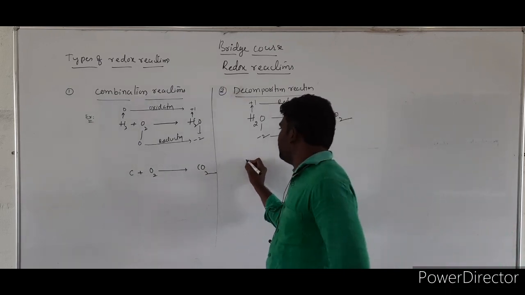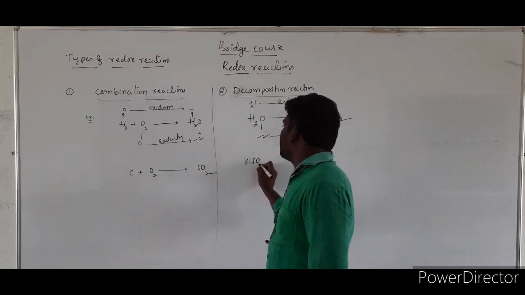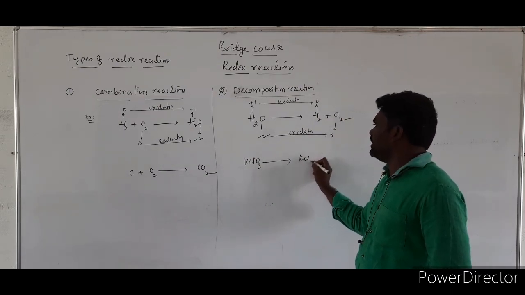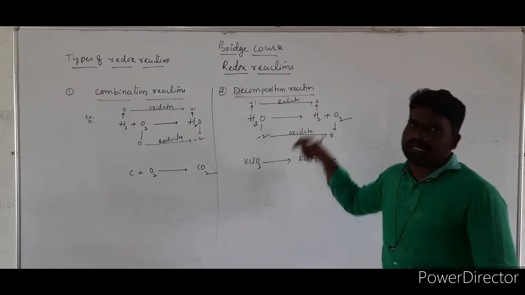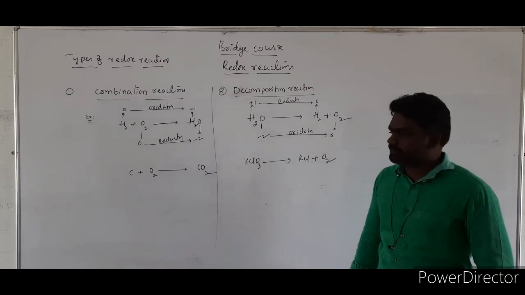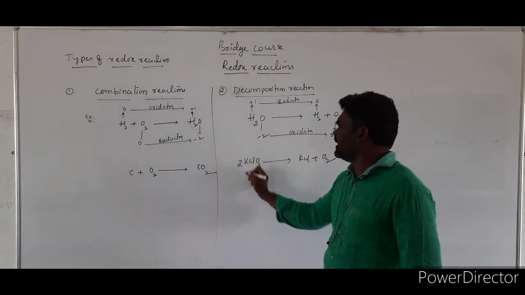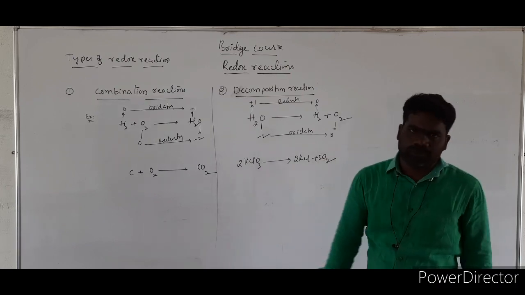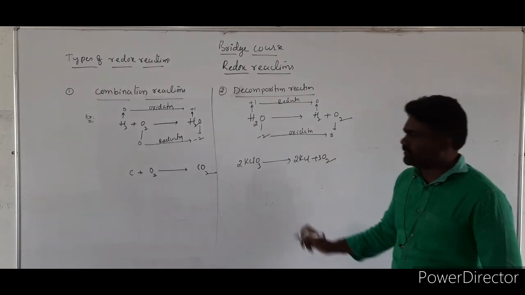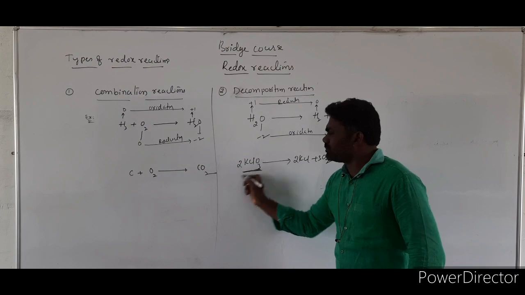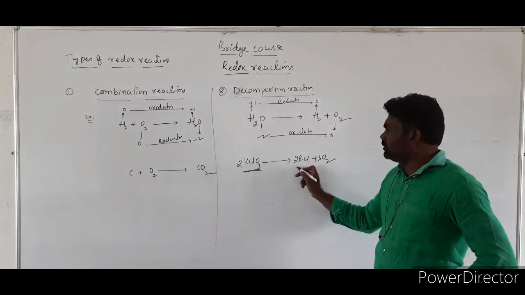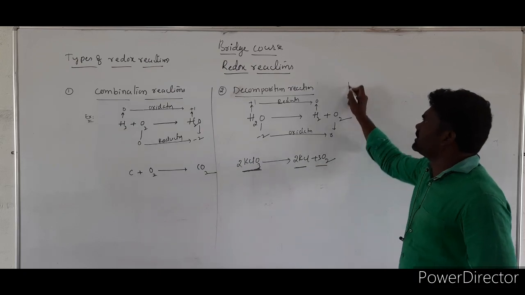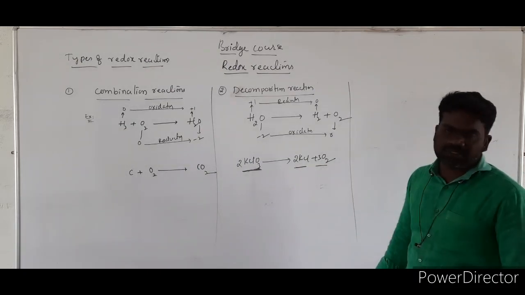You can take one more example, KClO3. Upon heating, the products are KCl plus O2. I did not balance the equation, I just wrote the products. If you want to balance it, 2 KClO3 gives 2 KCl plus 3 O2. It is also a decomposition reaction. So one compound is split into two or more substances. These types of reactions are called decomposition reactions.